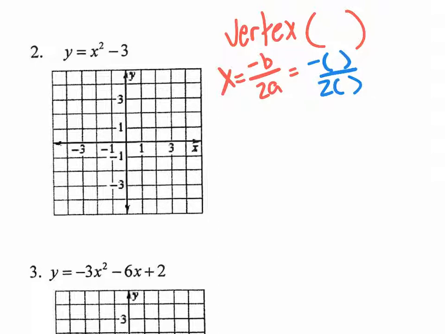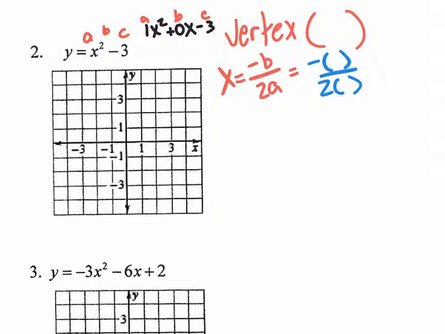Then you have to identify your a value being 1, your b value is 0 because there is no x term, and your c value is negative 3. If you don't understand that, or if you can't see the b value right there, you should rewrite it as 1x squared plus 0x, because there are no x's, minus 3. Okay, so the a value is 1, the b value is 0, the c value is negative 3.